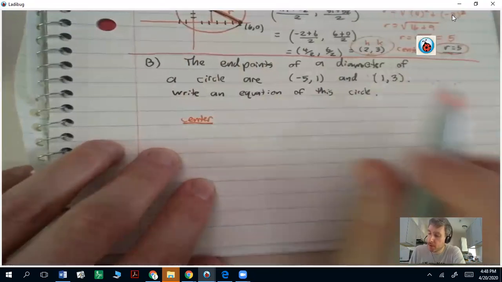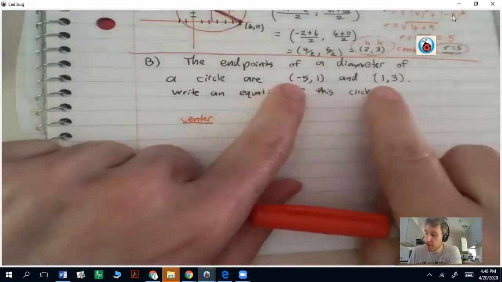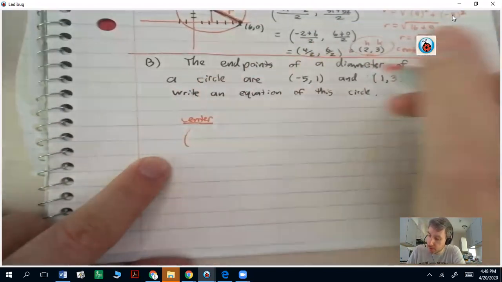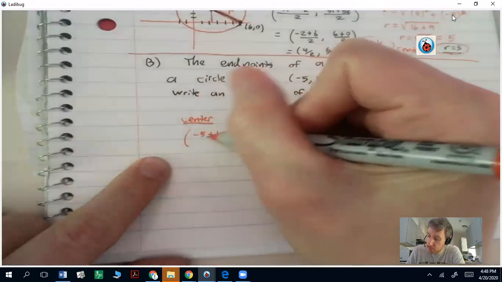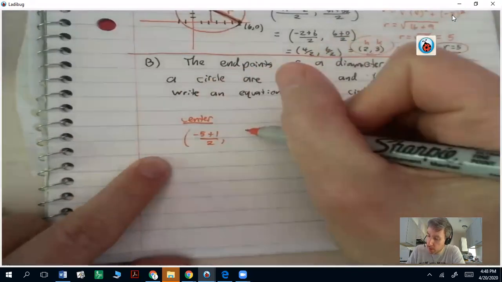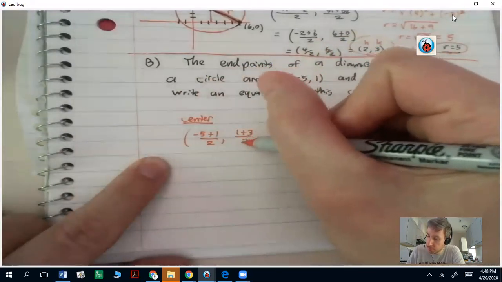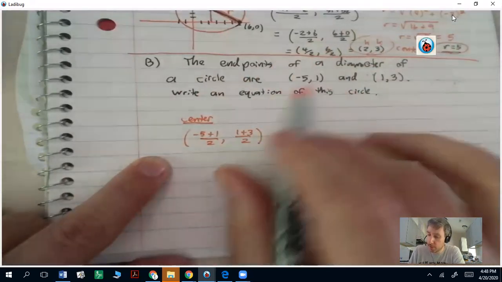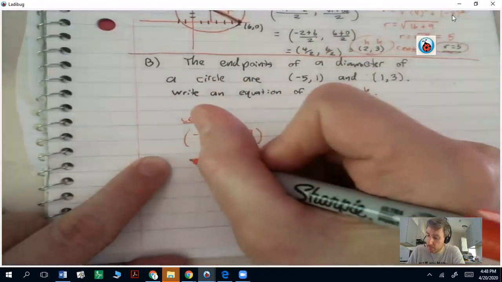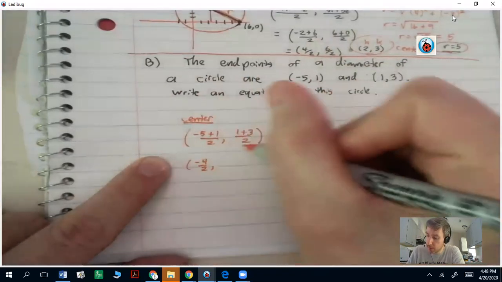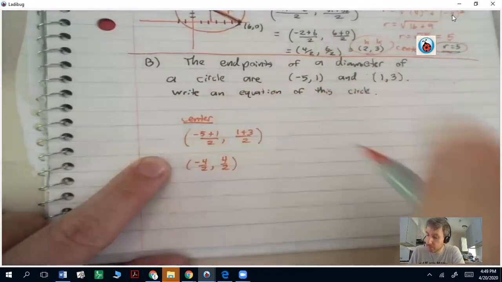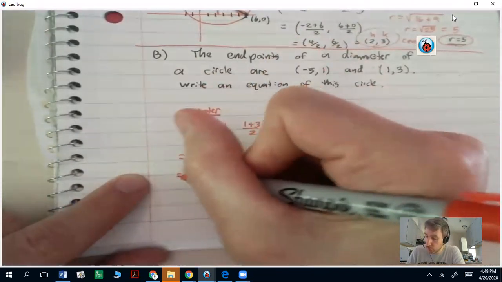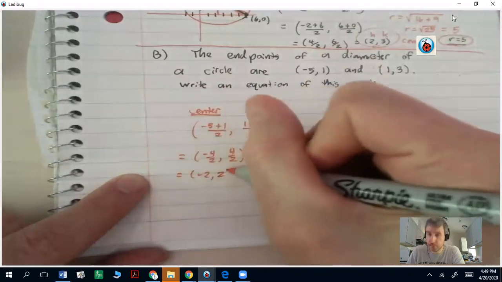Okay, the center is going to be the midpoint. So the midpoint is the average of your x's, comma, the average of your y's. So we're going to go ahead and do (-5 plus 1) over 2 and (1 plus 3) over 2. So that center is going to be -4 divided by 2 and 4 divided by 2, which is (-2, 2).